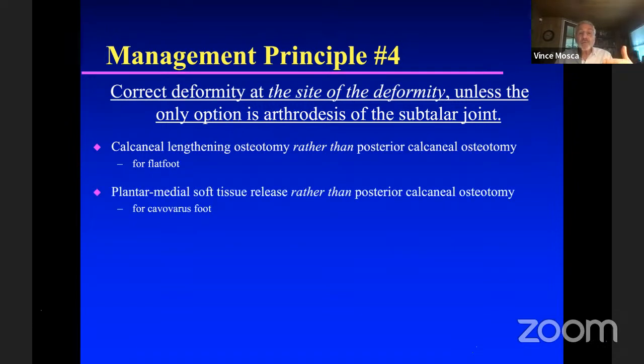For cavovarus foot, again, some people lead with a posterior calcaneus lateral displacement osteotomy. And a posterior calcaneus lateral displacement osteotomy will move the heel over so that when you look at a person with a cavovarus foot, the hindfoot varus will not be apparent, but it will not do anything to address the pathology at the talonavicular joint, the front of the subtalar joint. In a cavovarus foot, a plantar medial soft tissue release aligns the talonavicular joint. It everts the inverted subtalar joint, and it simultaneously corrects the hindfoot varus. So it does everything that cannot be done with a simple posterior calcaneal osteotomy. Correcting cavovarus foot deformity at the site of deformity, then, is a plantar medial soft tissue release, not leading with the calcaneal osteotomy.